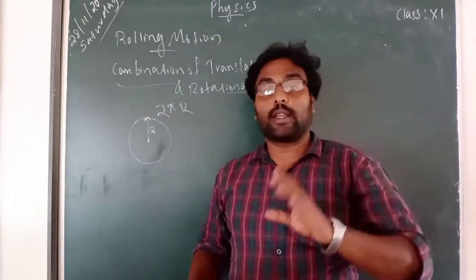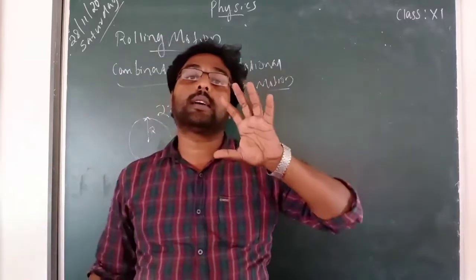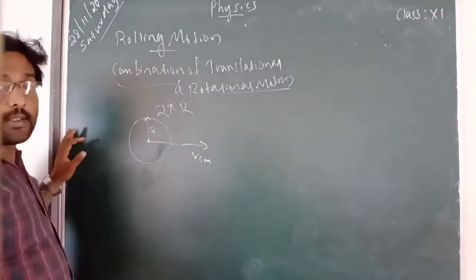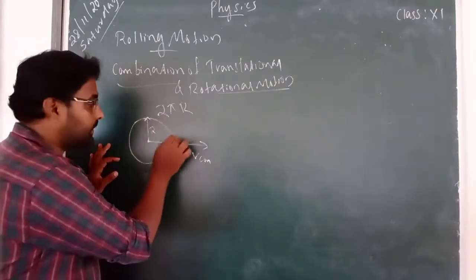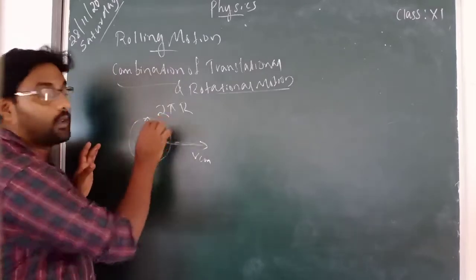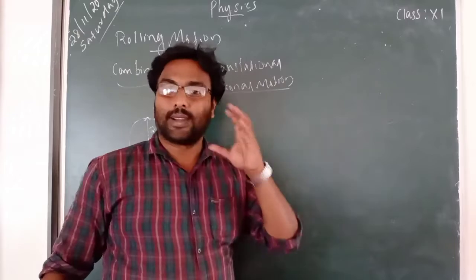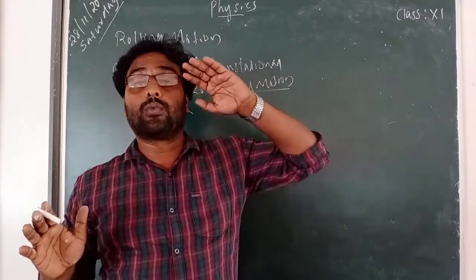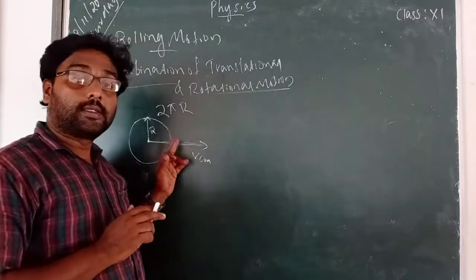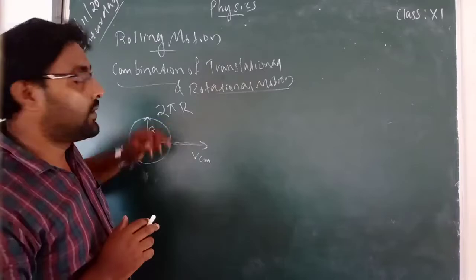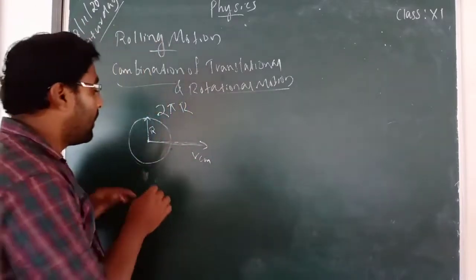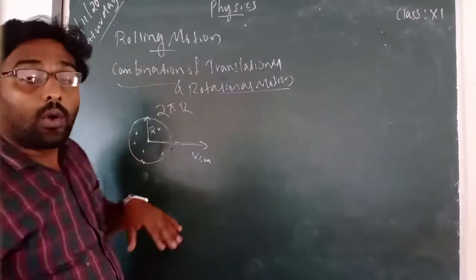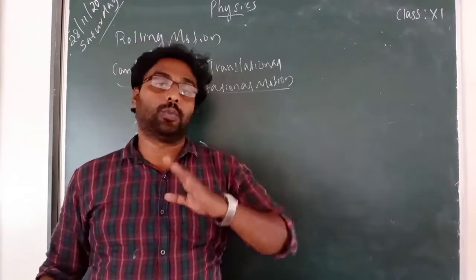So for one full rotation, its center of mass is also displaced. You see, this is a center of mass. This center of mass is also displaced by 2 pi r. Understand now. If you choose a circle of radius r, its circumference is 2 pi r. So for one full rotation, its center of mass is also displaced 2 pi r. Like that, any point you choose here is displaced 2 pi r.